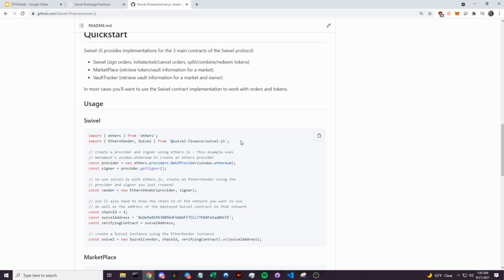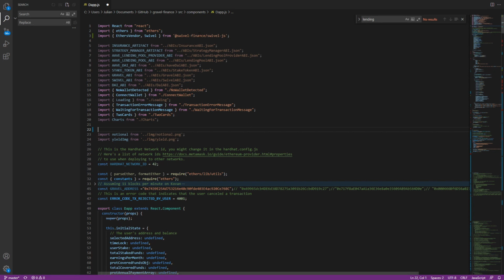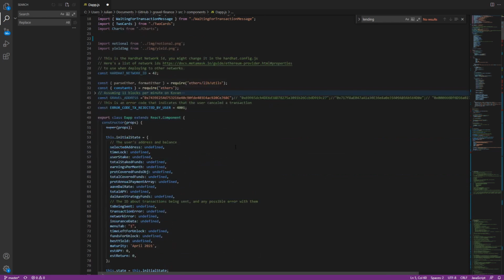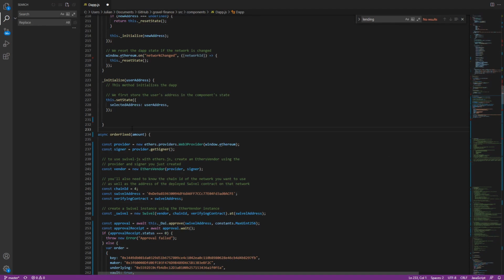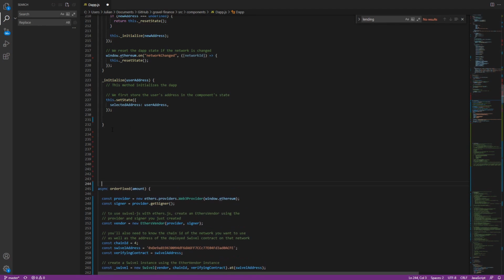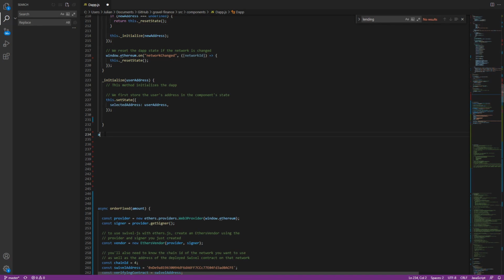So I'm going to be showing an example from a pretty basic dApp that I've used a few times in the past. First step here, again, is importing Swivel.js. This is a basic React dApp. And I've done this function already, but we're going to be replicating it again. So let's do async createMarketOrderFixed. And the only param we really need is the amount that we want to be filling.